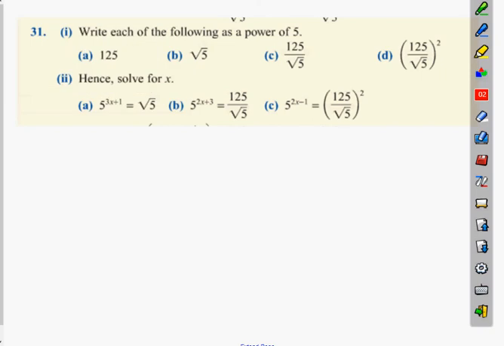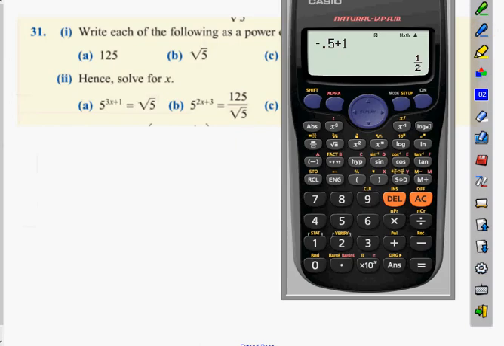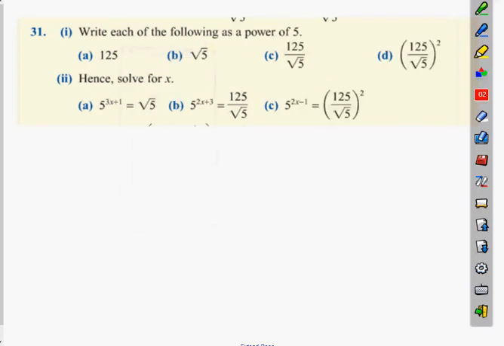This is question 31. It says, write each of the following as a power of 5. To do this as a power of 5, what I need to do is get 5. Just count how many 5s it takes. 2 of them get you 25. 3 of them get you 125. So 5 to the power of 3.